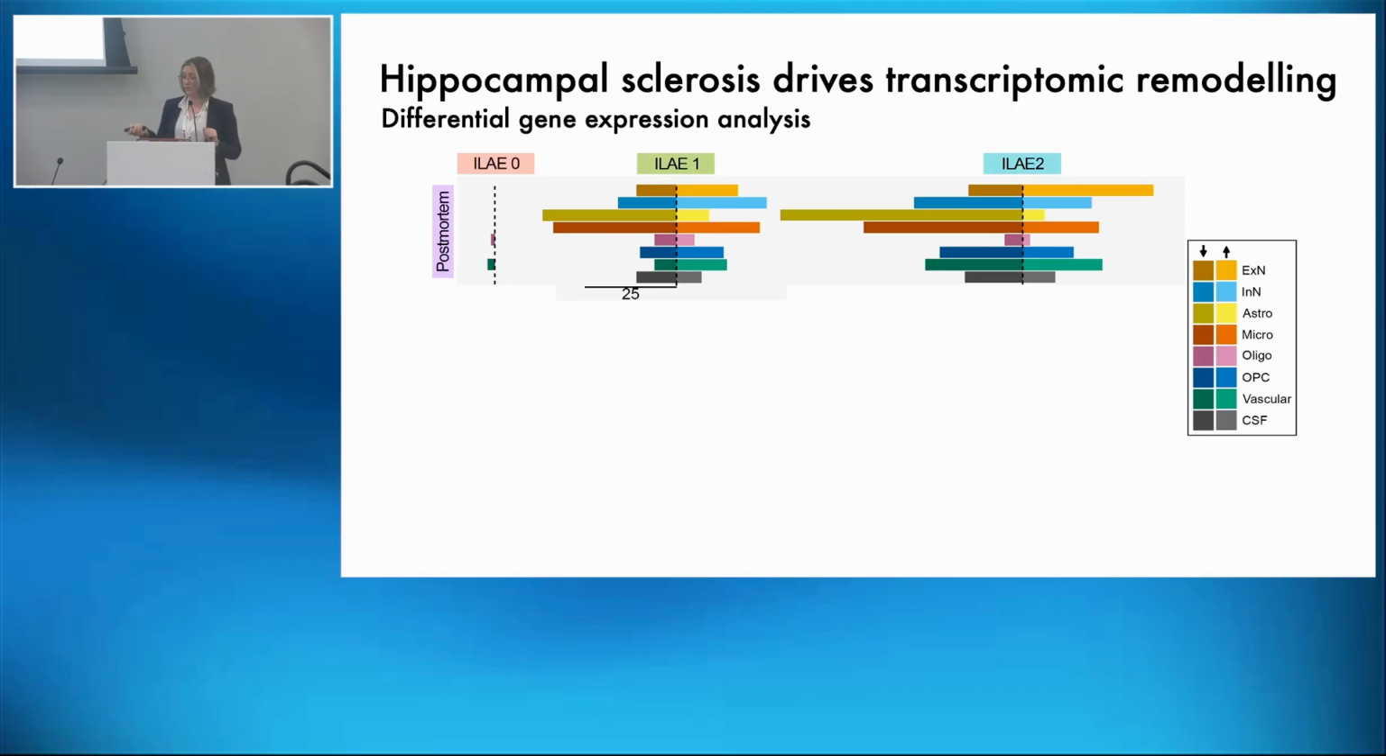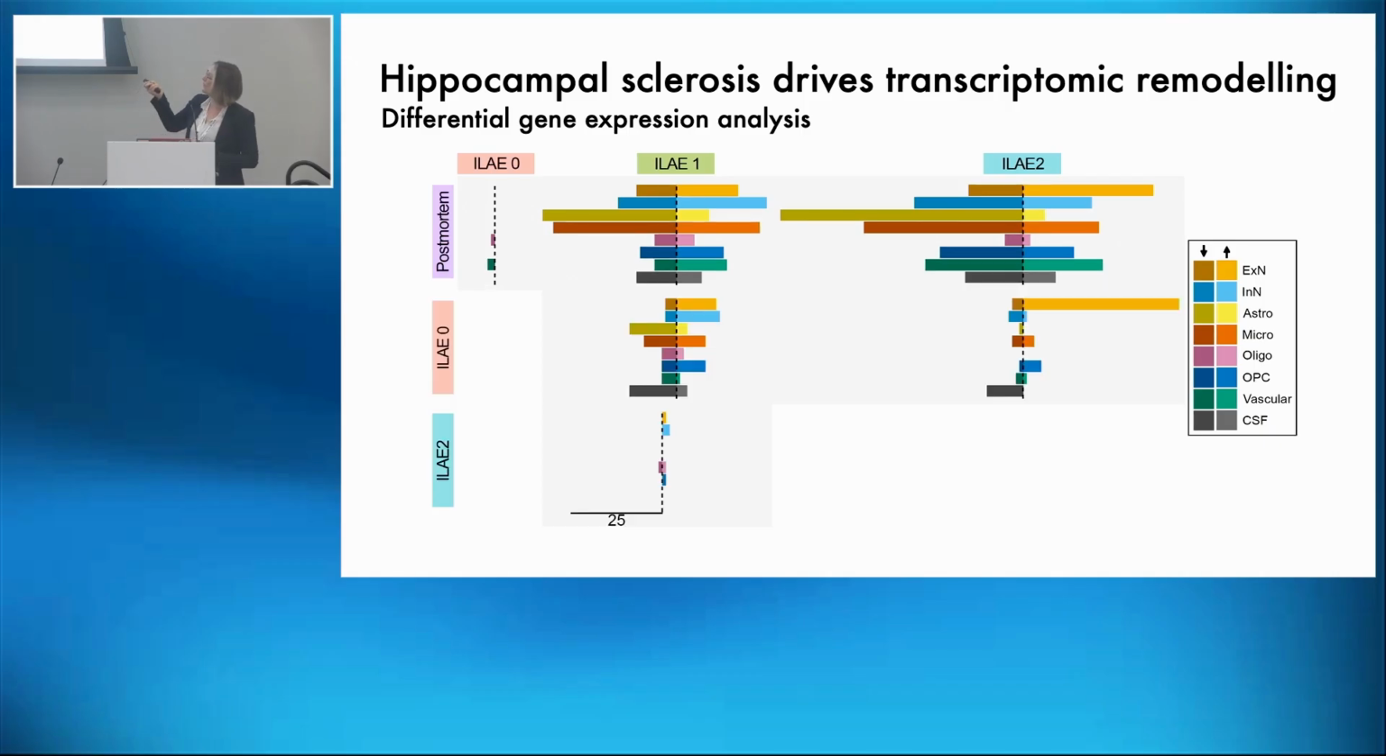One thing that was striking to us is that we see nearly no differentially expressed genes in our panel between ILAE 0 and postmortem control. So these are epilepsy samples versus samples without epilepsy. However, we see lots of differentially expressed genes between both ILAE 1 and ILAE 2 compared to our controls.